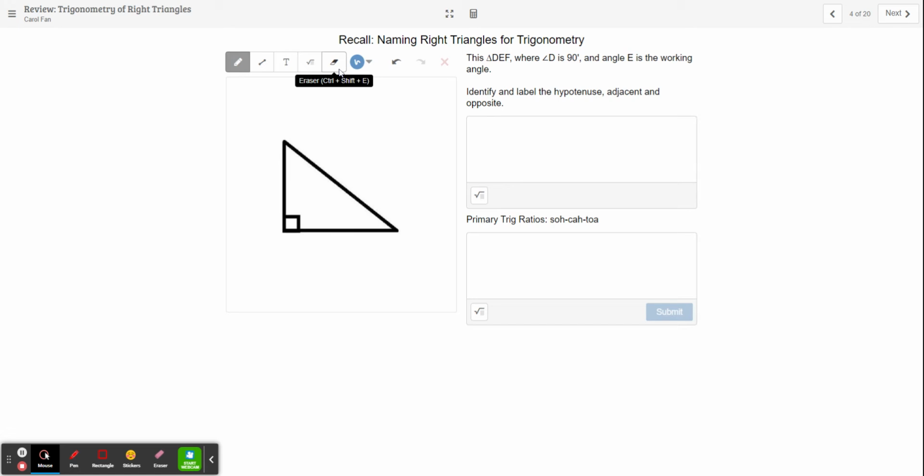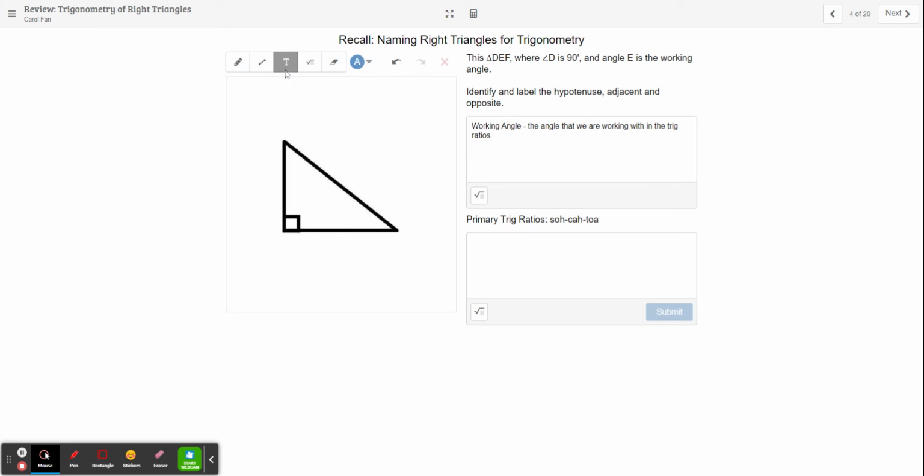Okay, now using trigonometry ratios to solve for angles and sides, we have two more vocabulary words that we need to know. So we already talked about hypotenuse being the longest side that's across from the 90-degree angle. We also have the adjacent and opposite, and all of that is related to where the working angle is. The working angle is just defined as the angle that we're working with in order to solve. So your working angle could be any of the two angles that is not the 90 degrees.